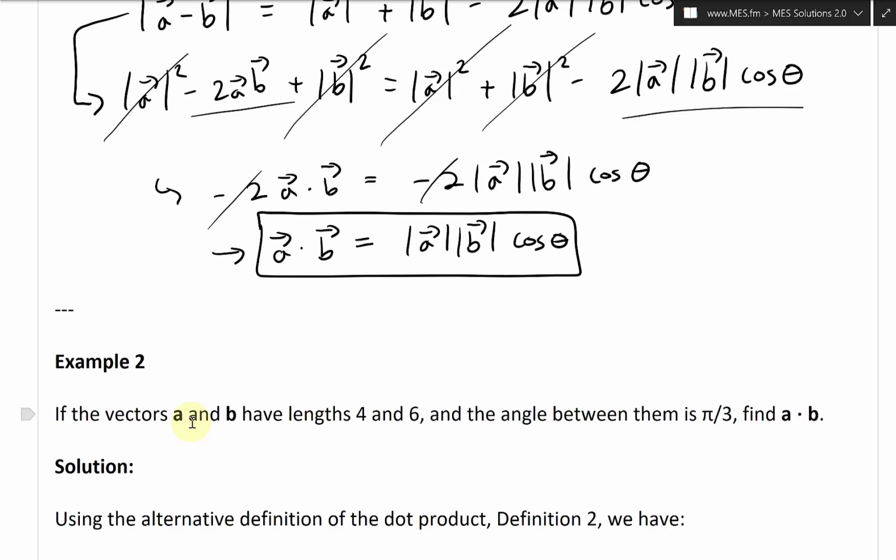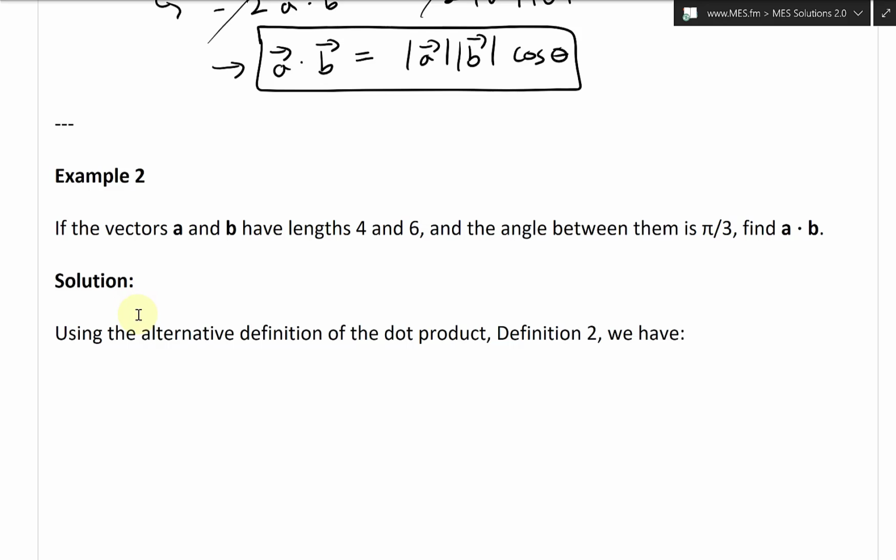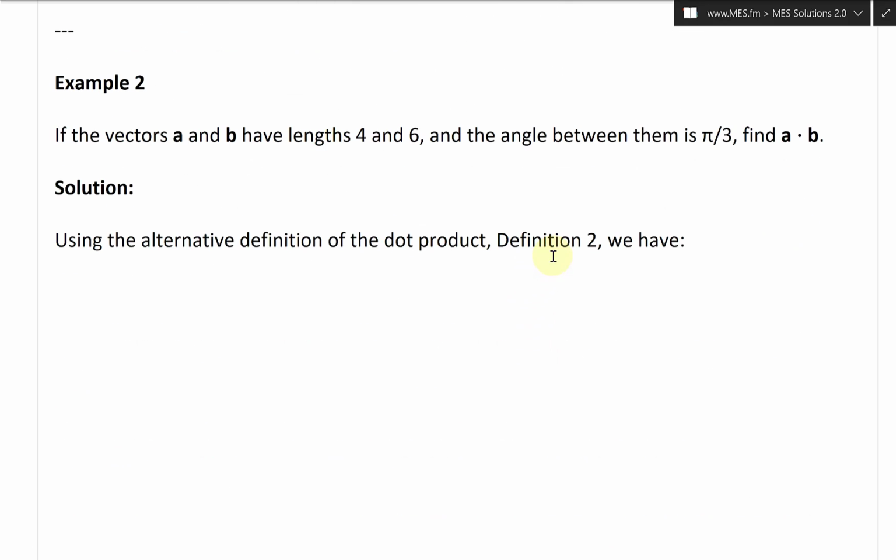So if the vectors A and B have lengths 4 and 6, and the angle between them is pi/3, find A dot B. All right, so solution. Using the alternative definition of the dot product, in other words, definition 2, the physics definition, we are asked to find A dot B.